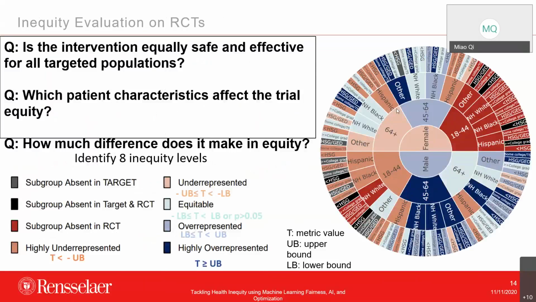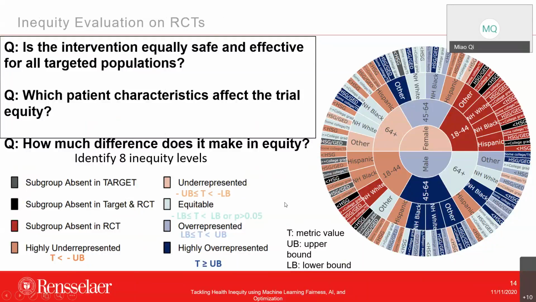The inequity evaluation on the randomized clinical trials can answer some questions such as, is the intervention equally safe and effective for all the target populations? And which patient characteristics affect the trial equity? And how much difference does it make in equity? In this visualization, what is called the sunburst here, we categorize the equity levels into 8 different levels, as shown here.